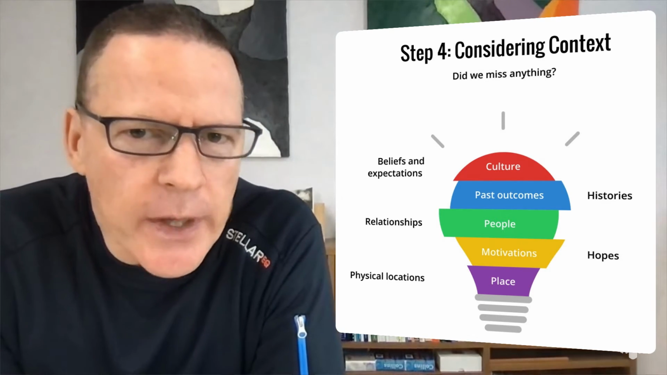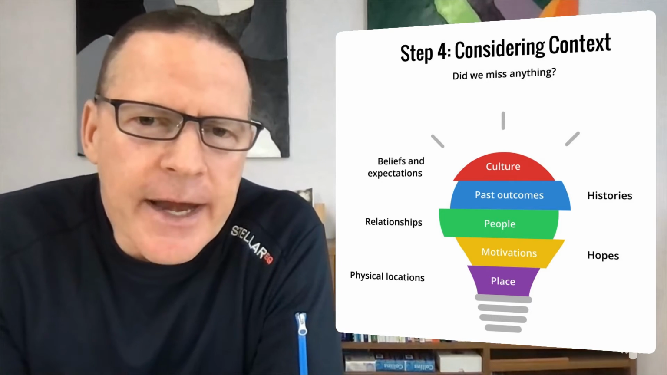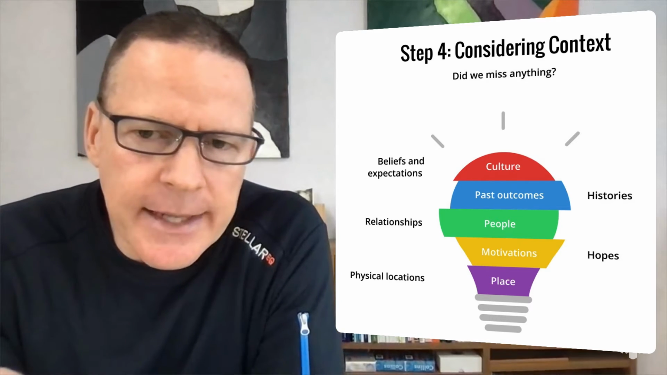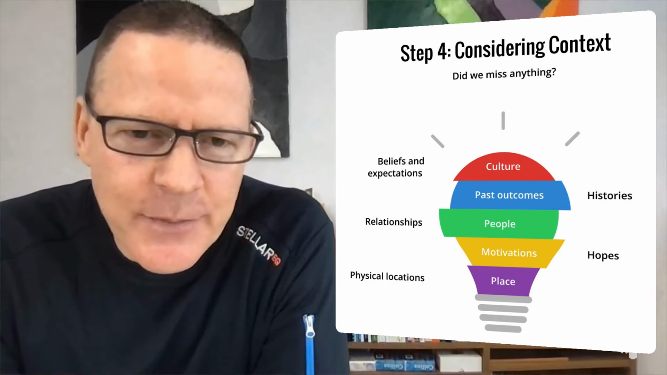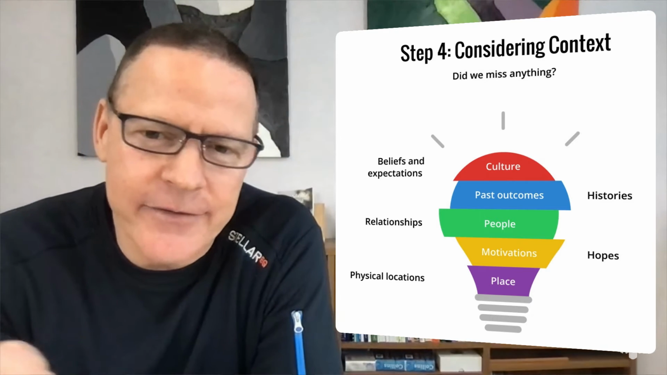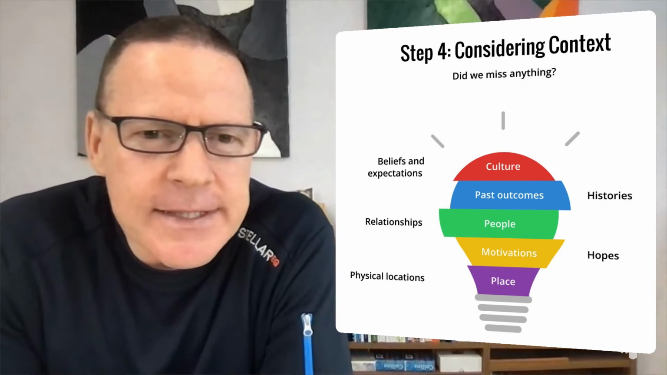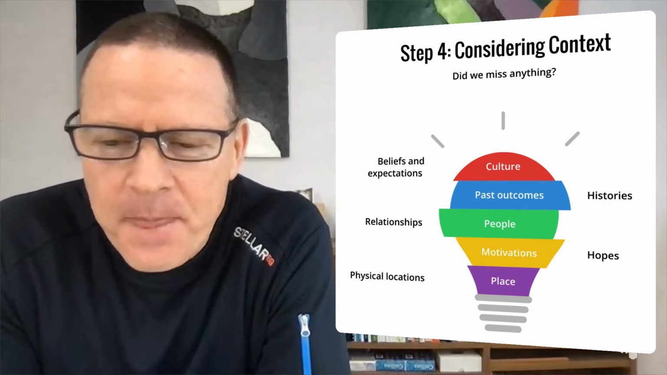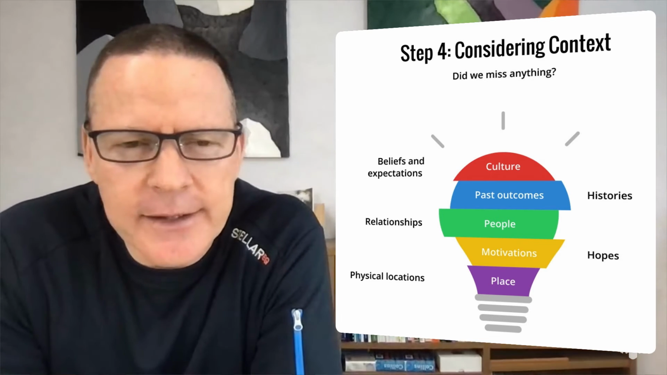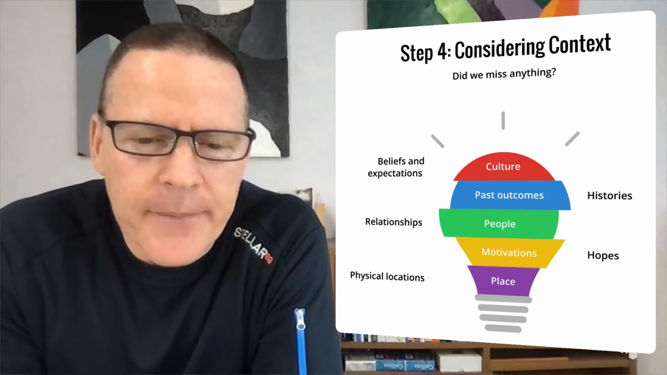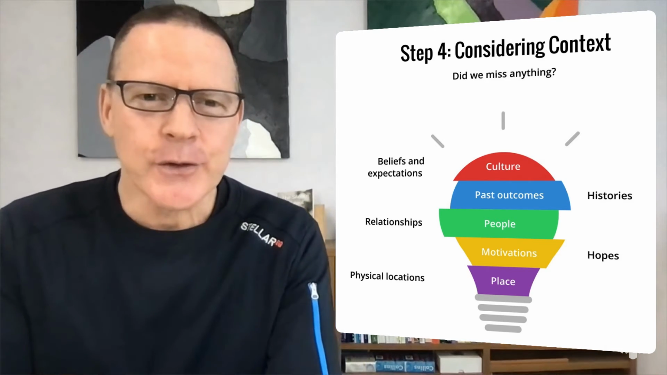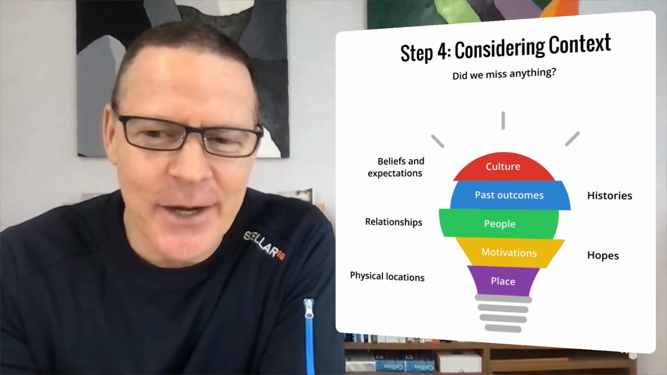So we can look at different areas of context, and here you have this beliefs and expectations, these cultural contexts, the histories, the past outcomes. We have the relationships, the people, which are always complicated, hard to predict, the hopes, the motivations. Why are we doing this? What do we want to get out of it? And then the actual physical locations, and I have a couple of examples of the importance of the physical locations as well. So just a little bit of a checklist, depending on the situation, to go through to ask ourselves this question: did we miss anything? With the understanding, of course, that we did. We'll always miss kind of something in our planning processes.